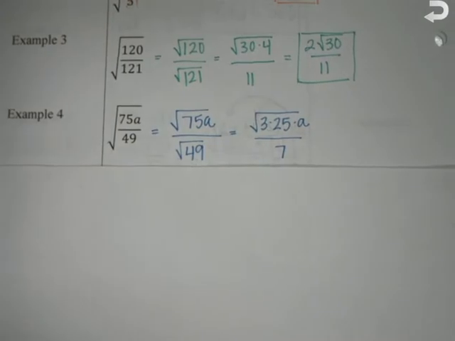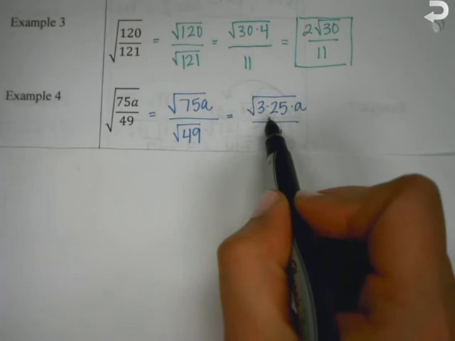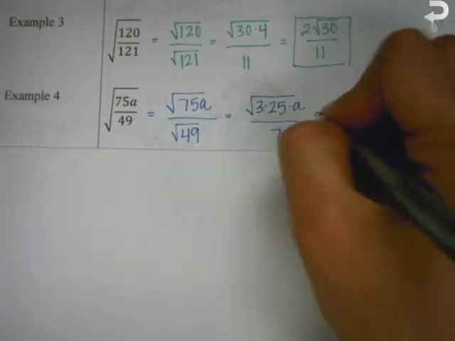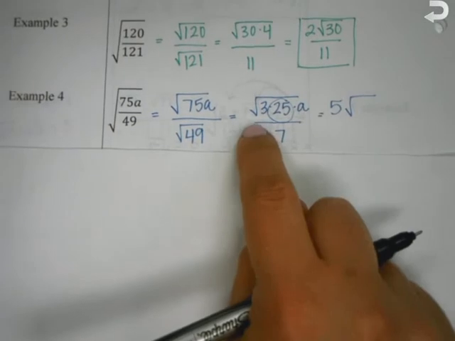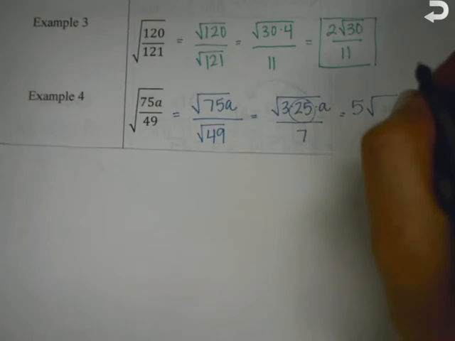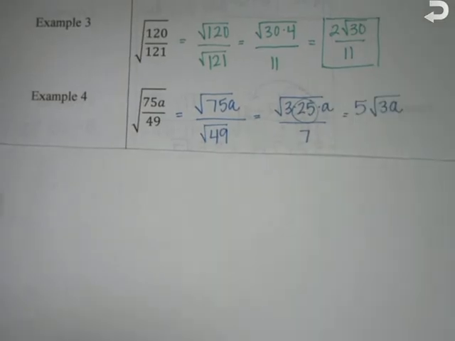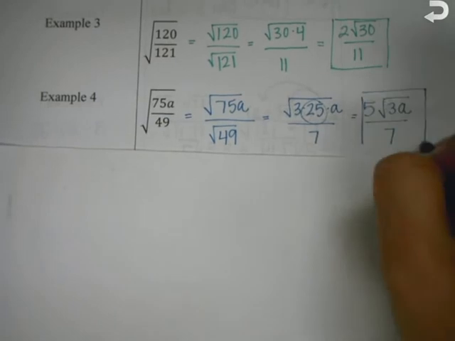Everybody with me so far? Okay. What is the square root of 25? 5. So that is 5 square root. Can I take the square root of 3 or the square root of a? The answer is no, right? So 5 root 3a over 7. That's your answer.